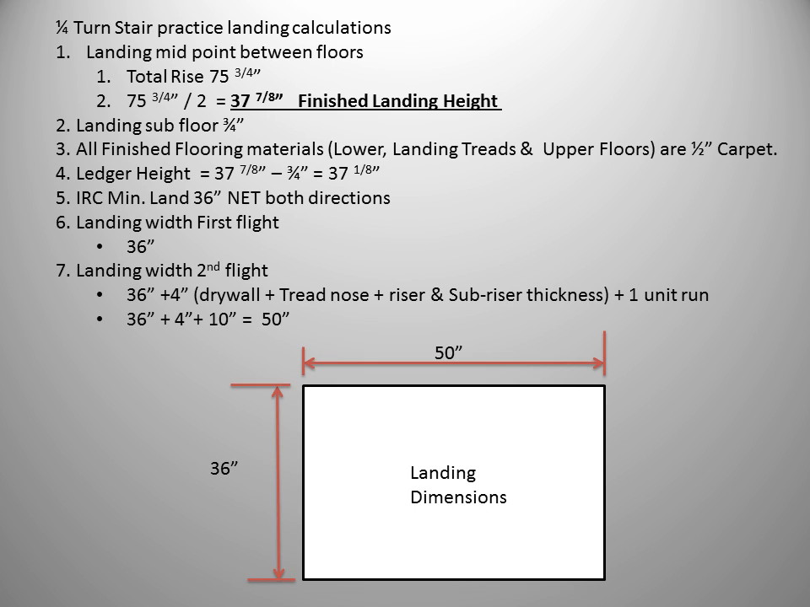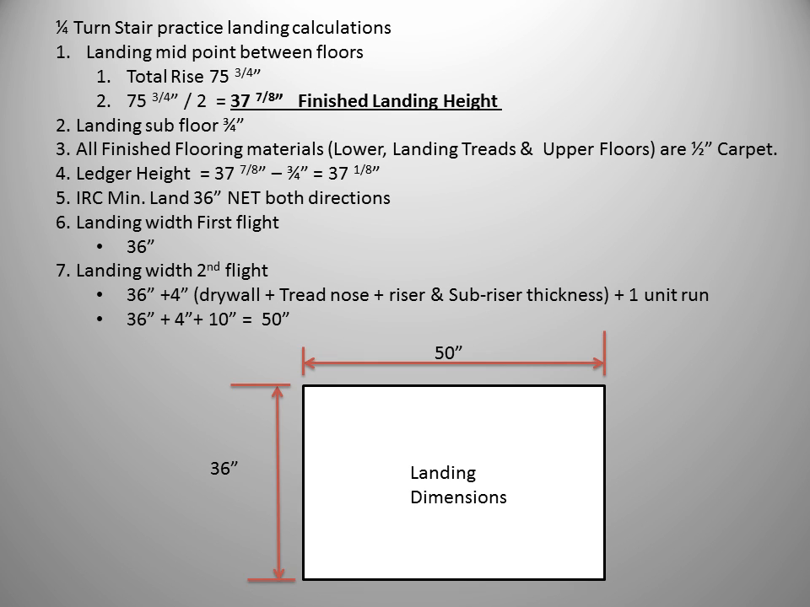To find the height of our ledgers, we need to subtract the thickness of the landing subfloor. So our ledger height would be the finished landing height minus the subfloor thickness, or 31 1/8 inches.